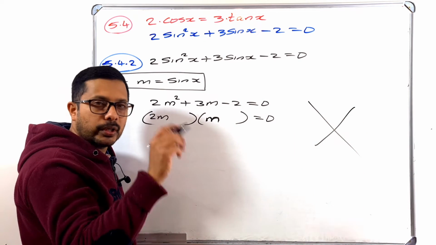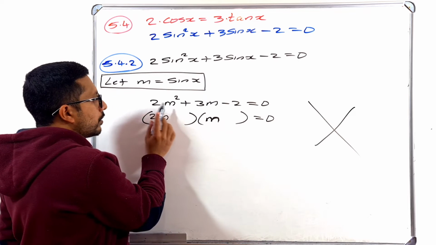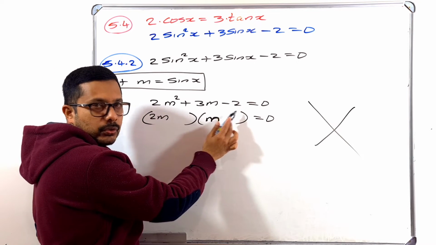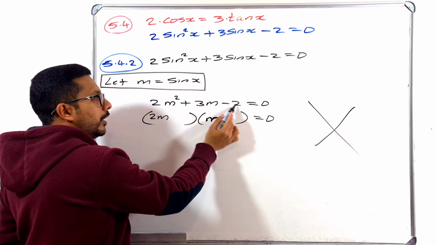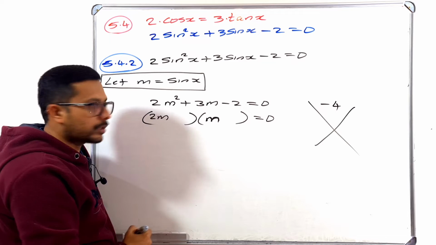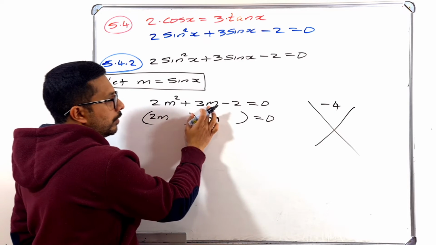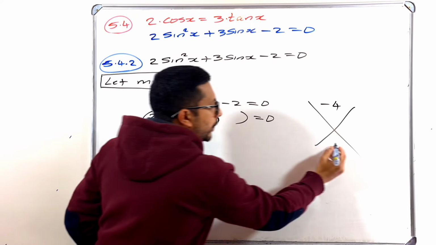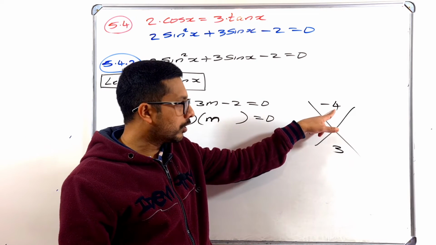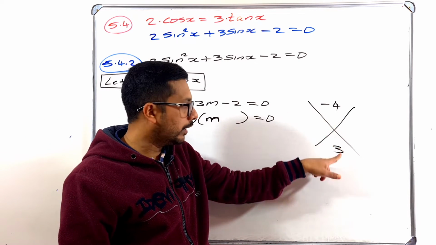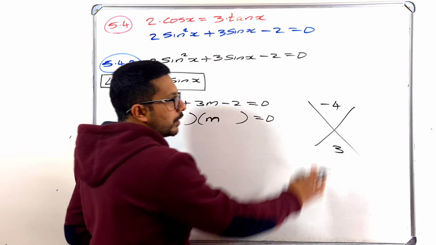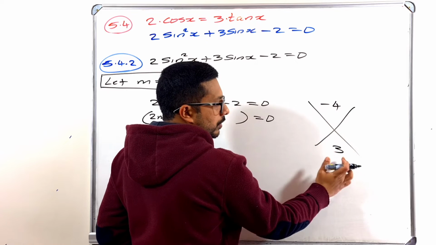You just draw a cross like that. Then what is the coefficient of this m squared? 2. What is the constant? Minus 2. You just multiply these, 2 and minus 2. Write it here: 2 times minus 2 is minus 4. Then what is the coefficient of m? 3. So you have to find two numbers whose product is minus 4 and whose sum is 3.